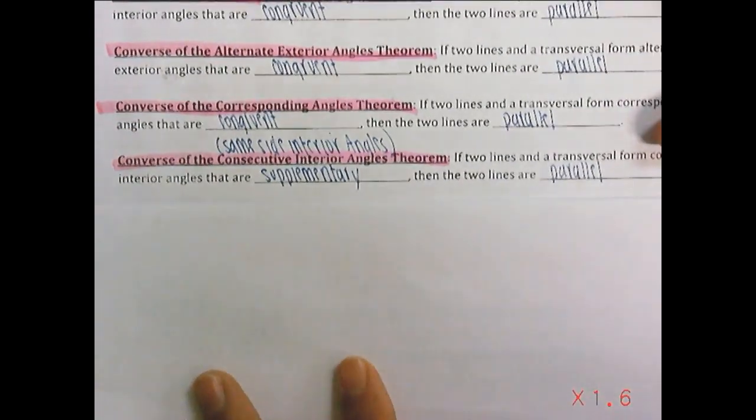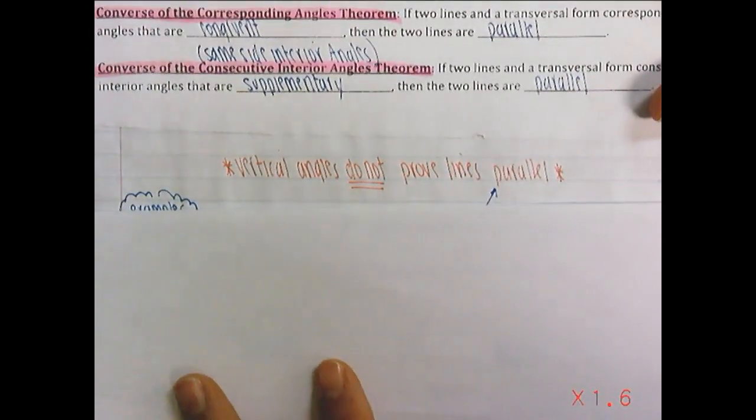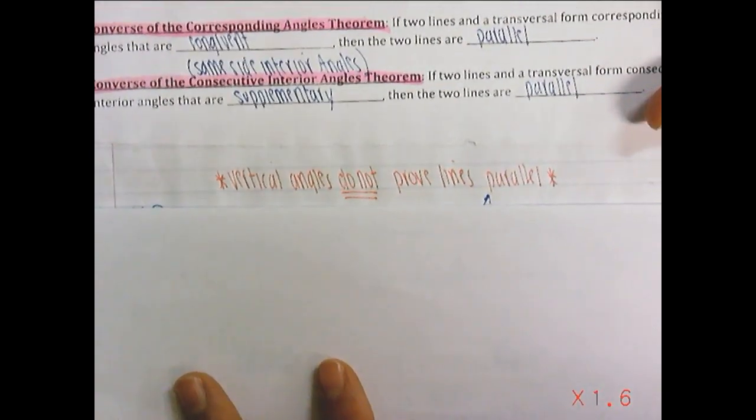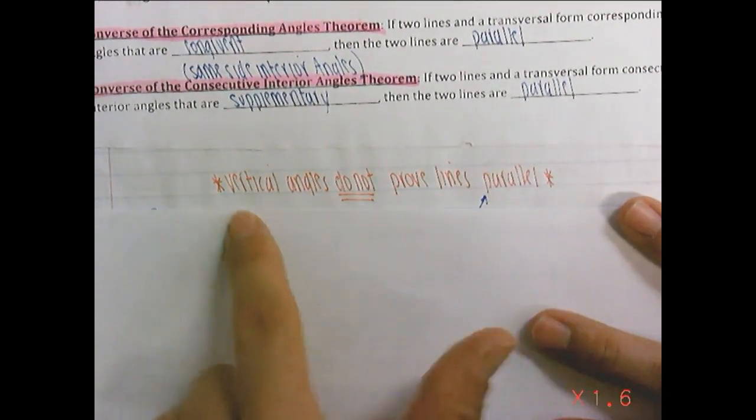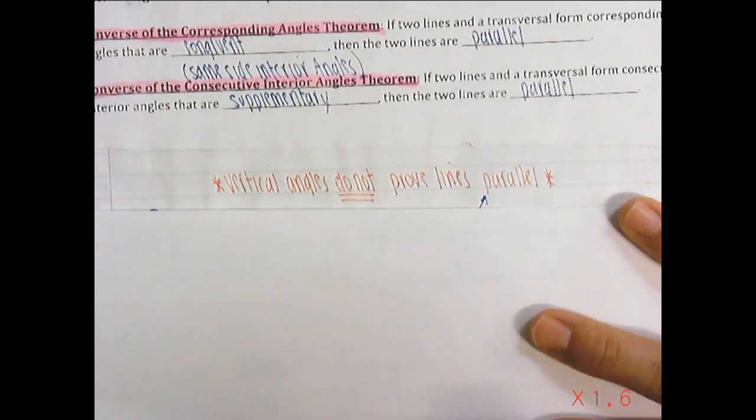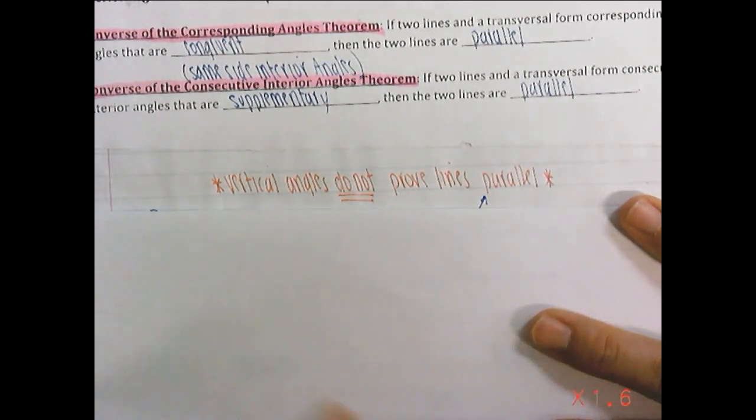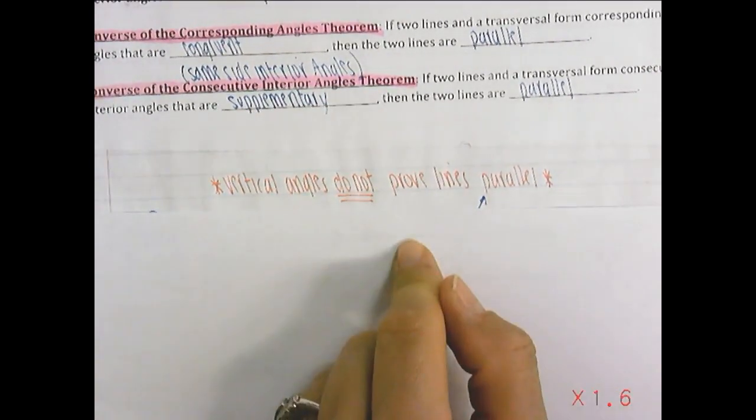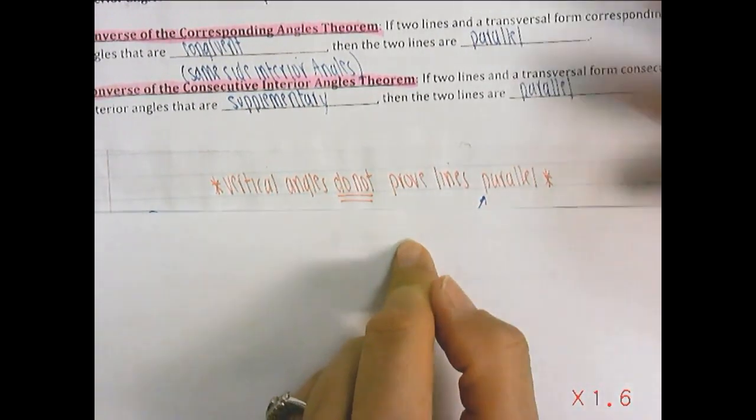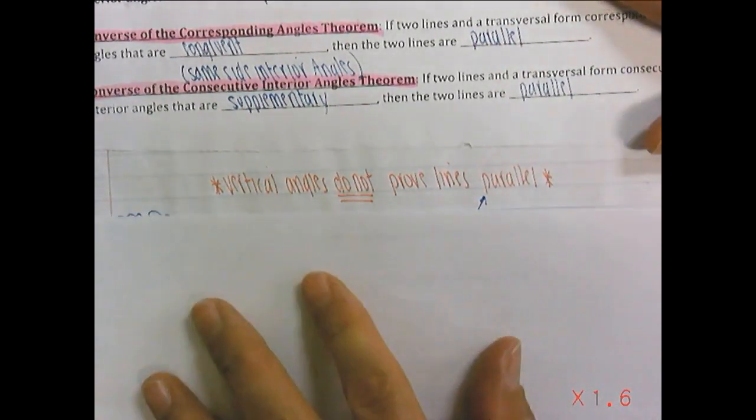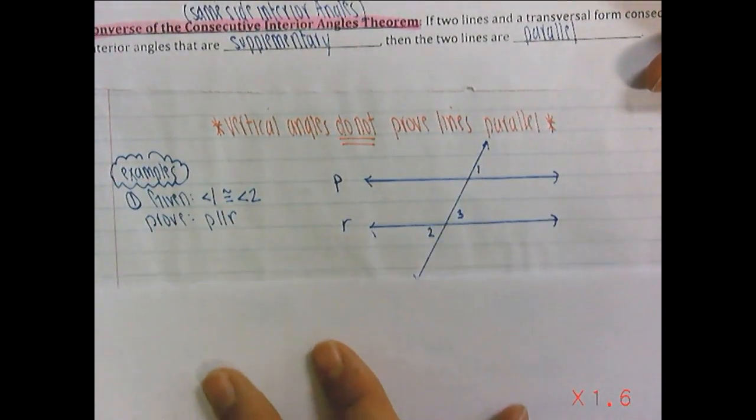Let's look at an example of this. But first and foremost, the most important thing: vertical angles do not prove lines parallel. If you see that they're vertical and they're congruent, no, those do not prove lines parallel. Never, ever, ever. Vertical angles do not prove lines parallel.